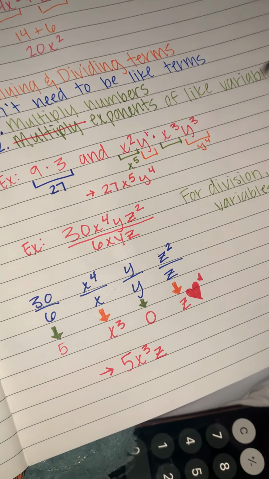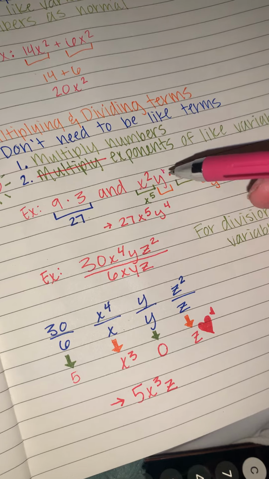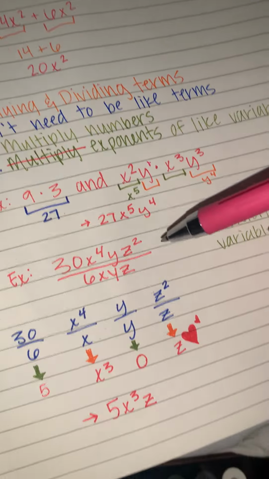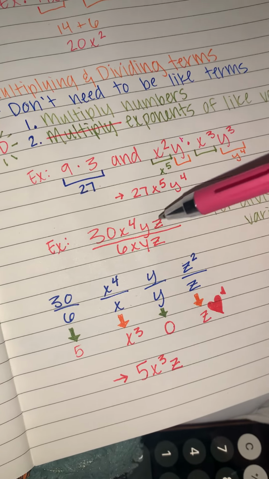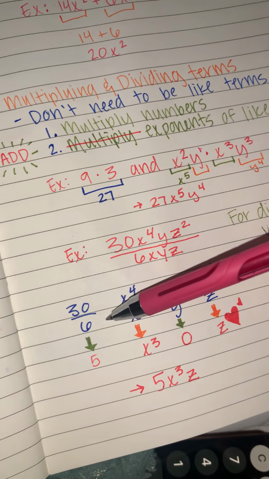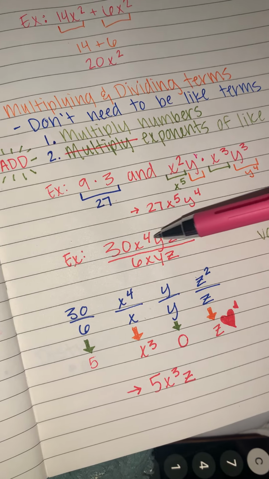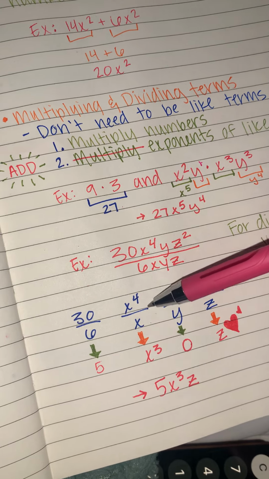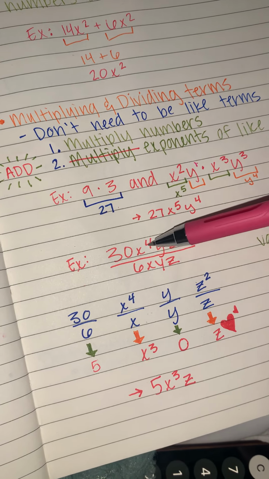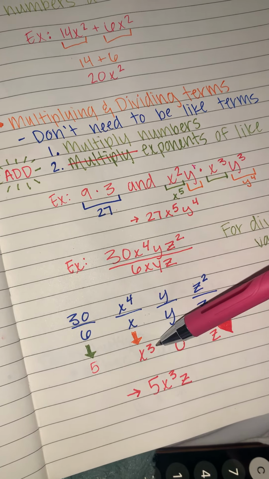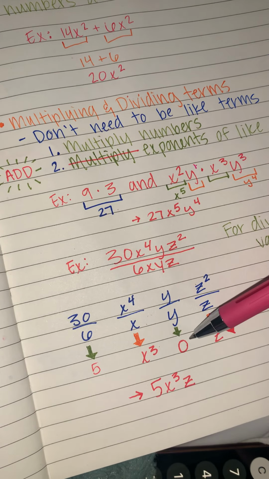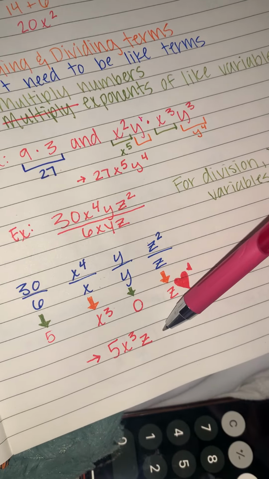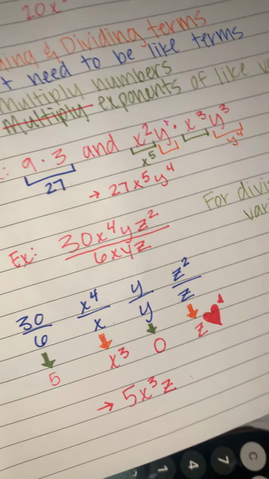Okay, and then here's one for division. You know how we added for multiplication up here with the little variables? Not here. For division, you subtract them. So you can see what I did here. Divide the numbers first. 30 divided by 6, you're going to get 5. And then you have your x's. So 4 minus 1, because they're on top. 4 minus 1 is going to give you x cubed. 1 minus 1 is going to give you nothing. 2 minus 1 is going to give you 1. So your final answer would be 5x cubed z.